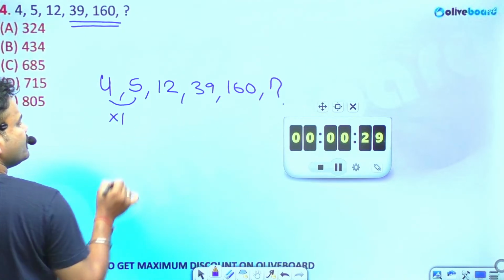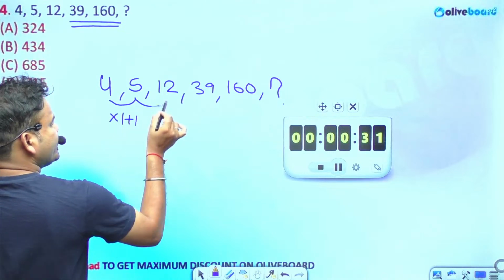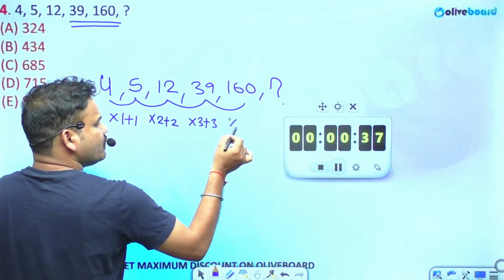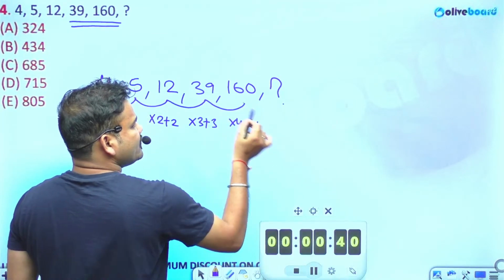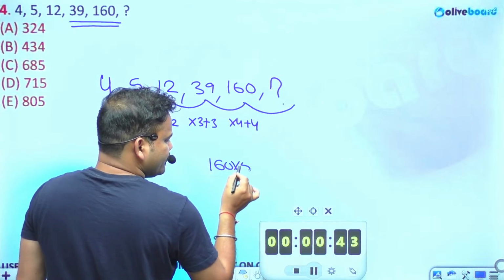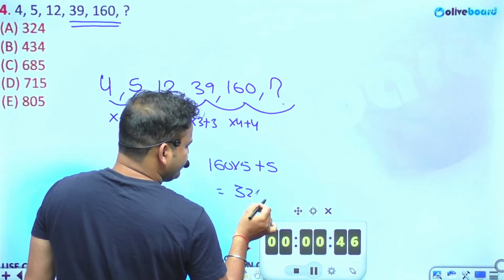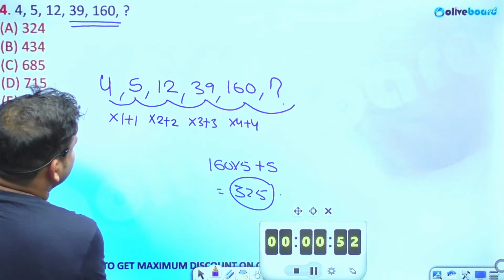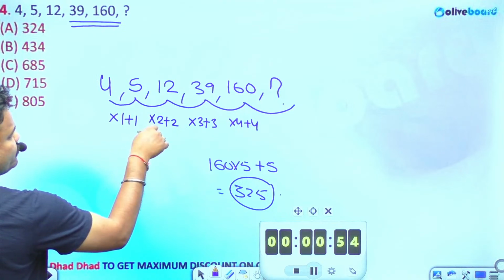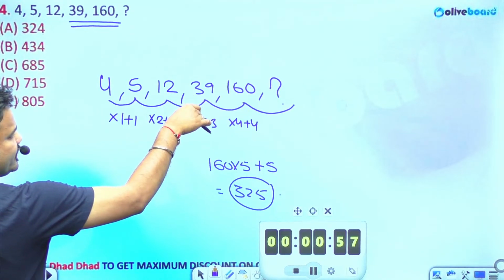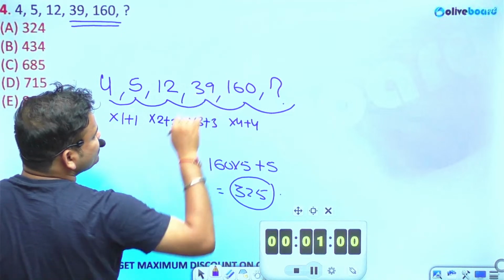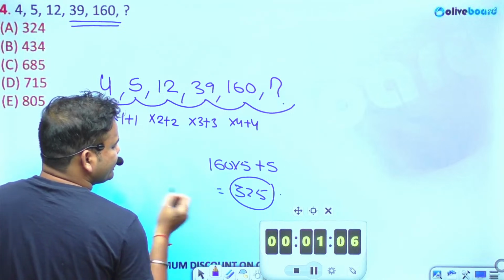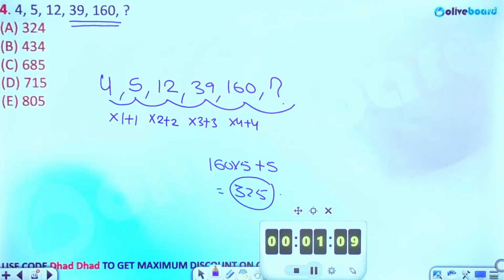So 4 into 1 is 4, plus 1. 5 into 2, plus 2, 12 times 3, plus 3, 39 times 4, plus 4. So the answer will be 160 times 5, plus 5, that is 320, plus 5, that is 325. So it has to be 325.